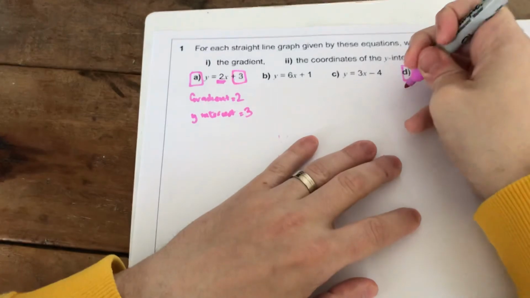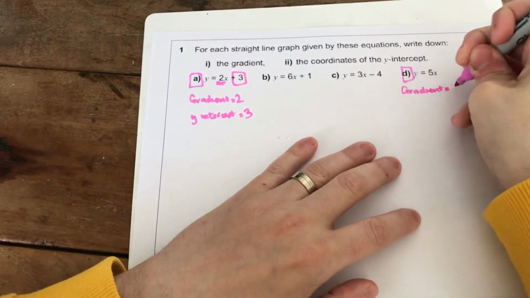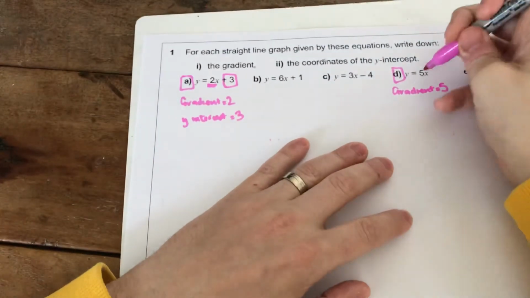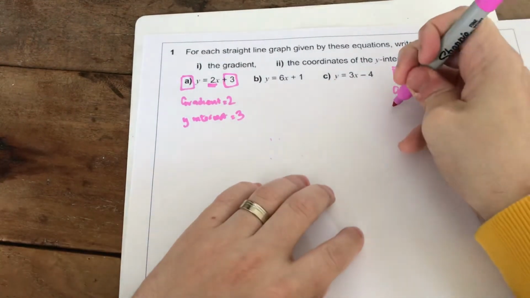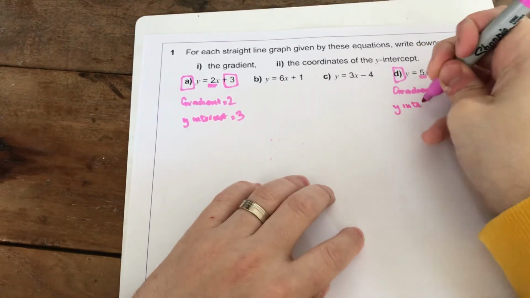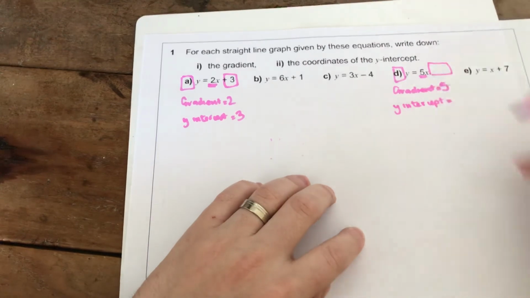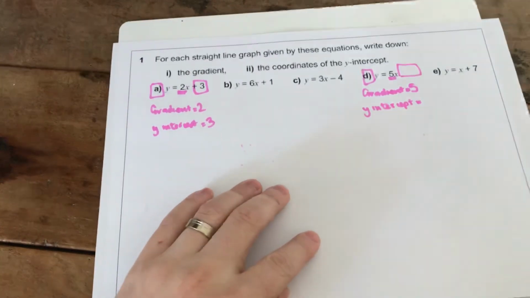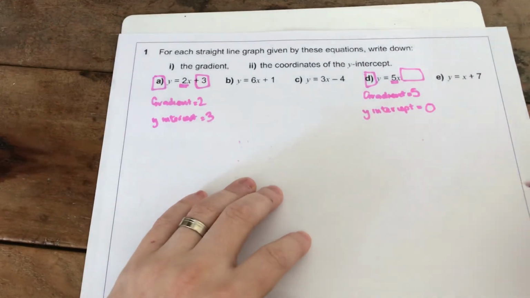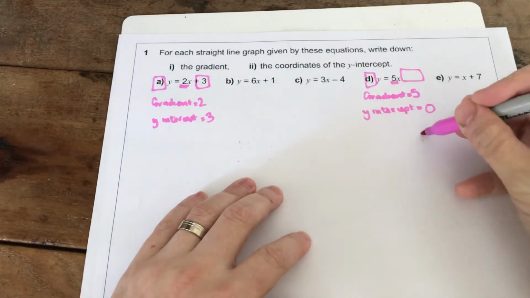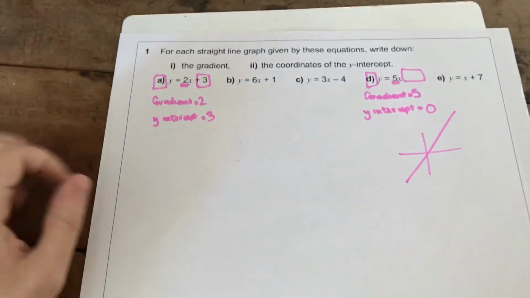For this one here, our gradient equals 5 because the number in front of x is 5, and our y-intercept, if we have a look at this, there's nothing on the end of that, so that means that it is 0. And what would happen with that graph is that it would just go through 0, 0 here.